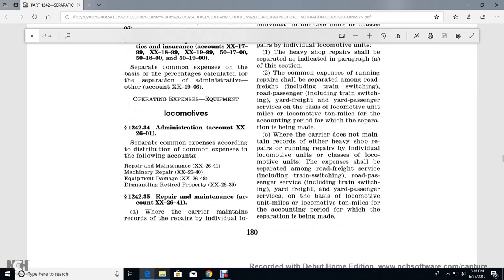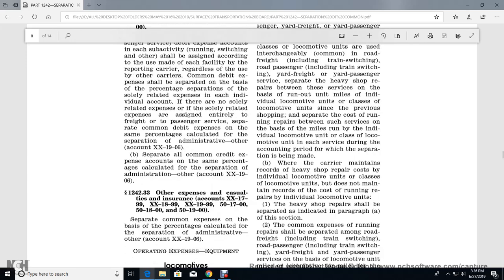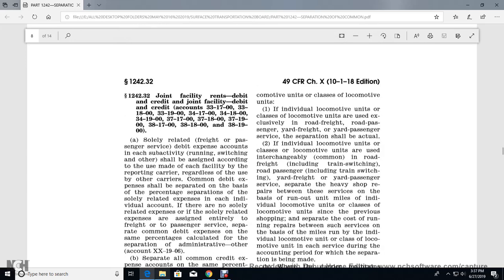1242.35, of the repair and maintenance account XX 2641. Where the carrier maintains records of repair for individual locomotive units or the class of locomotive unit, exclusive of road, track, passenger, yard freight and yard passenger, separate the individual locomotive or class of locomotive units. Interchangeable units common to road freight, including train switching, road passenger, including train switching, and yard freight and yard passenger services: separate the heavy shop repair between the services on the basis of run mileage of the individual locomotive unit or class of locomotive unit.